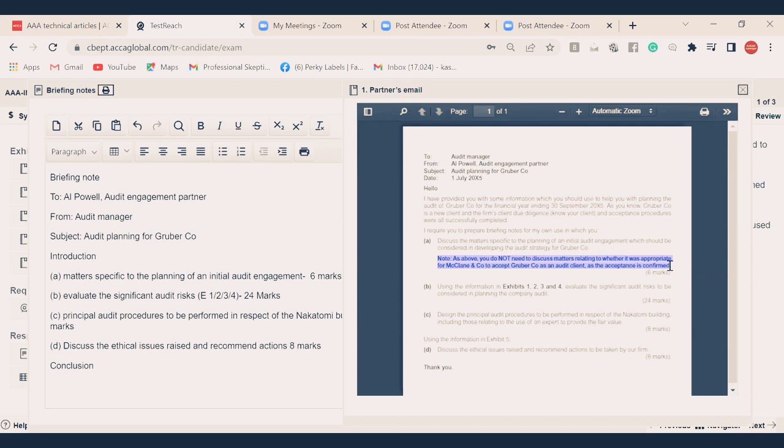So have we already accepted Grubber as a new client? Yes. So examiner is saying you should not be worried about whether we should have accepted Grubber or we should not have accepted Grubber, because already the examiner is telling you or the partner is telling you that we have accepted Grubber. So you're not worried about it. So the decision has been taken that Grubber is a new client. Now you need to involve in planning the first year audit of Grubber company. And you have 6 marks for that. And now you close the partner email.